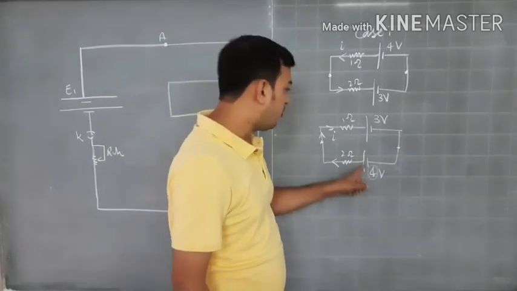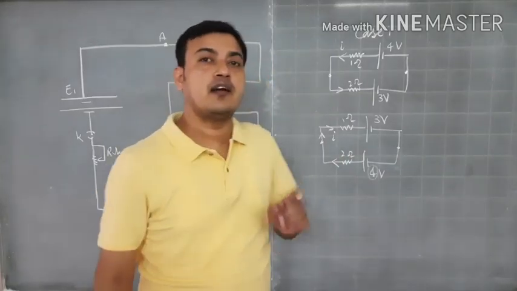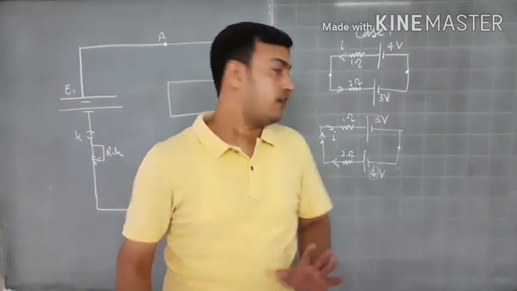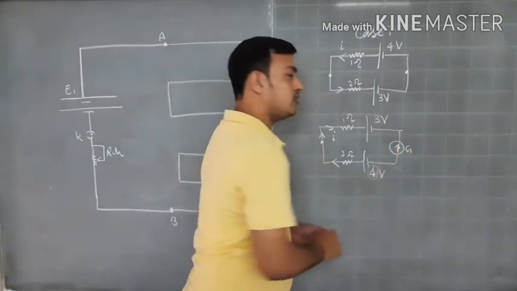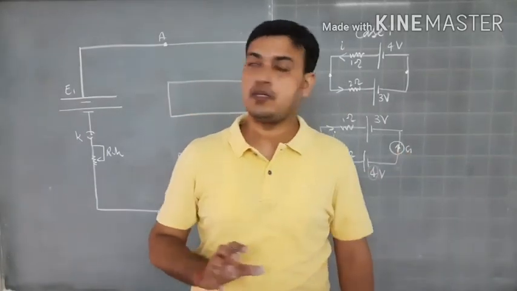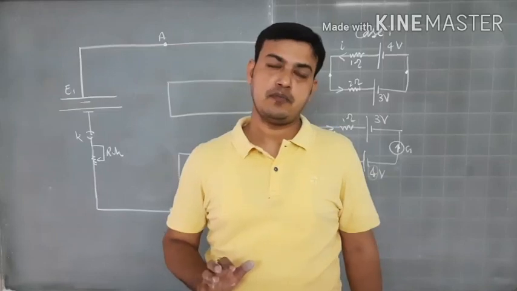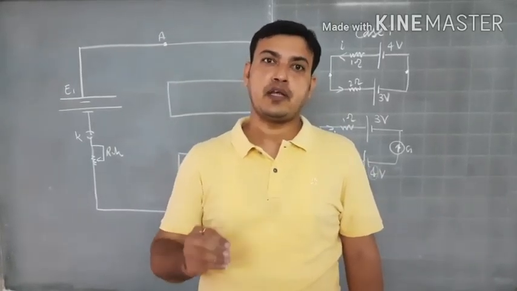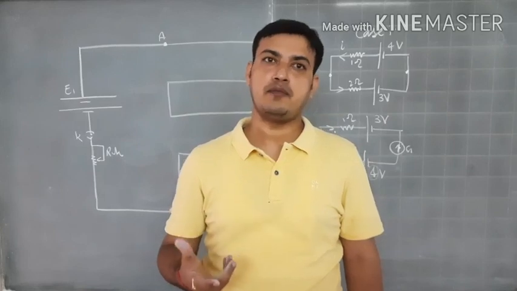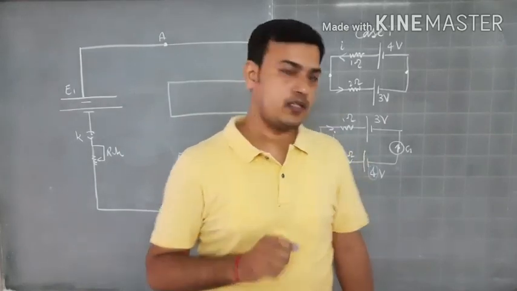So if there is no potential difference, then the current will not flow, and if I add a galvanometer in that circuit, then it will show 0 deflection. That concept is very important in the potentiometer, because if current is 0, then it is only possible when the potential difference across two terminals or two points is 0.